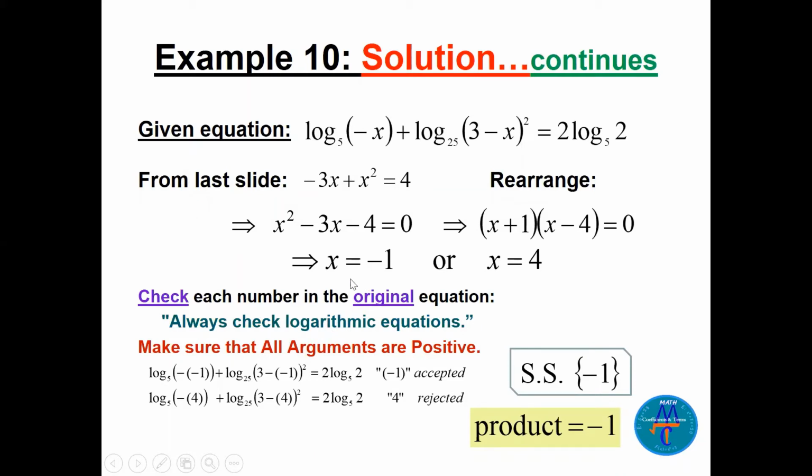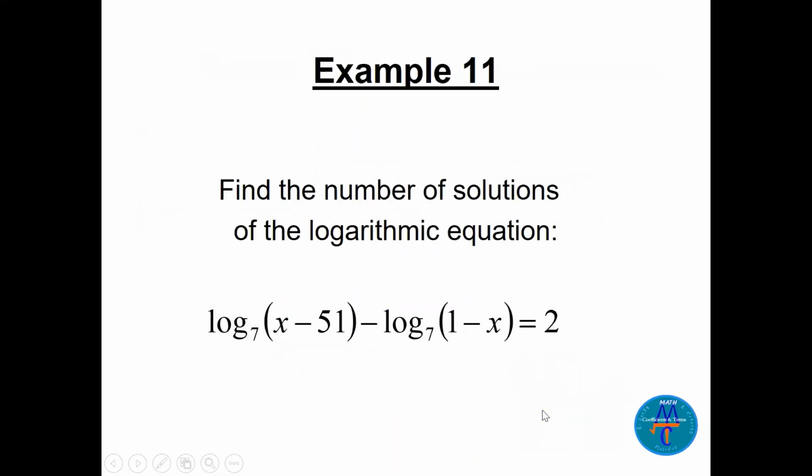In this case, if I put minus 1 there, see, this is accepted. If I put 4, although 4 is positive, we have minus times the 4. See, the argument here is negative, minus 4. So 4 is rejected. So the solution set is minus 1. I'm asking for the product. The product will be only minus 1.